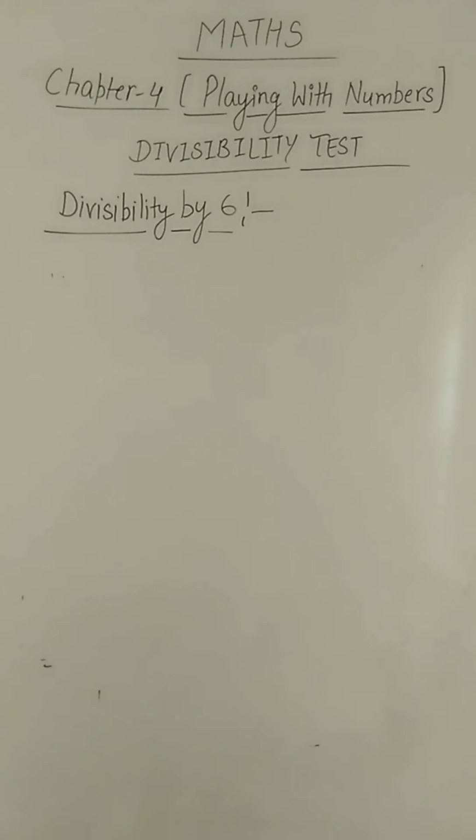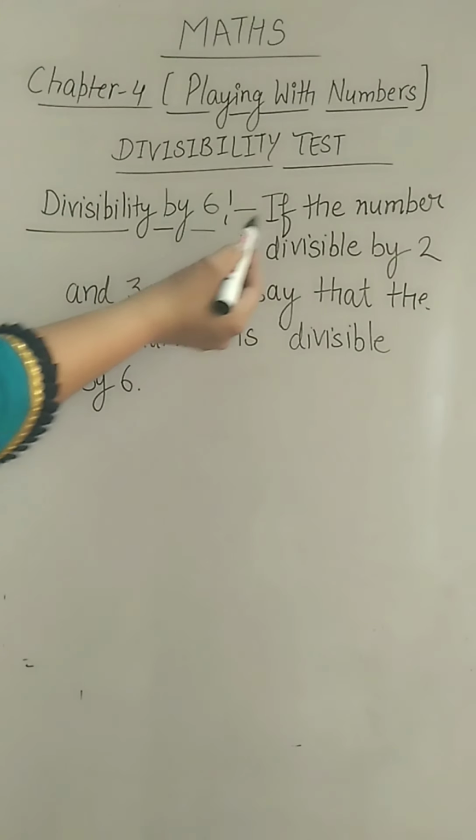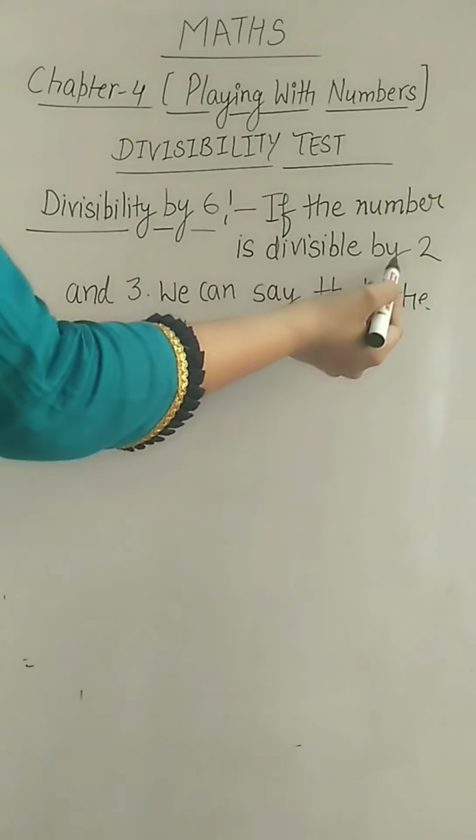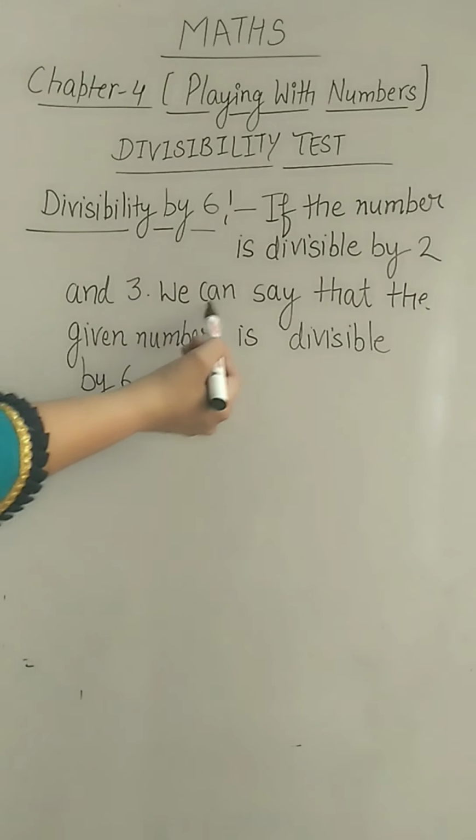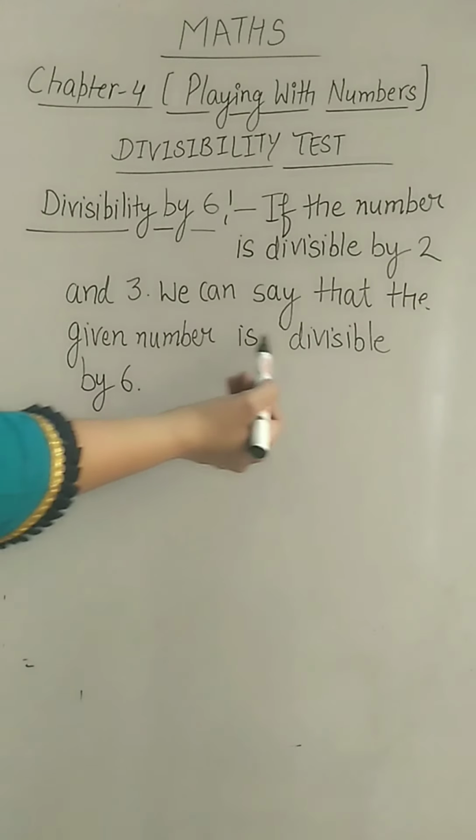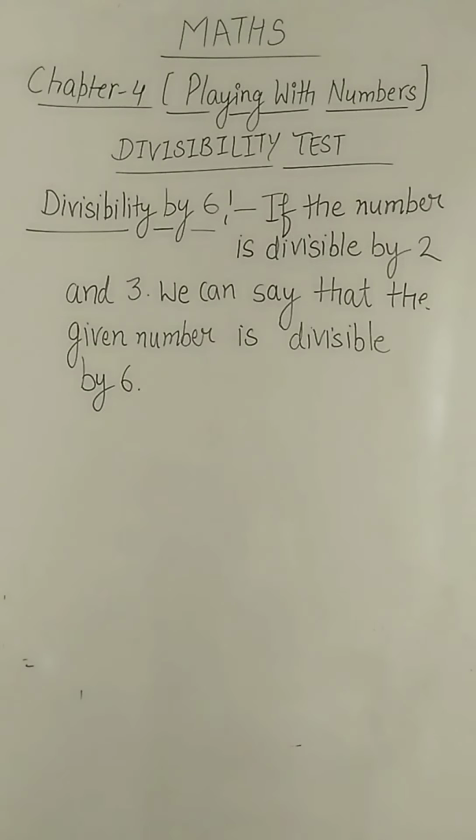Okay, so now the next divisibility rule, divisibility by 6. Students, if the number is divisible by 2 and 3, we can say that the given number is divisible by 6. That means any number which is divisible by 2 and 3 as well will also be divisible by 6. Now let's take an example.